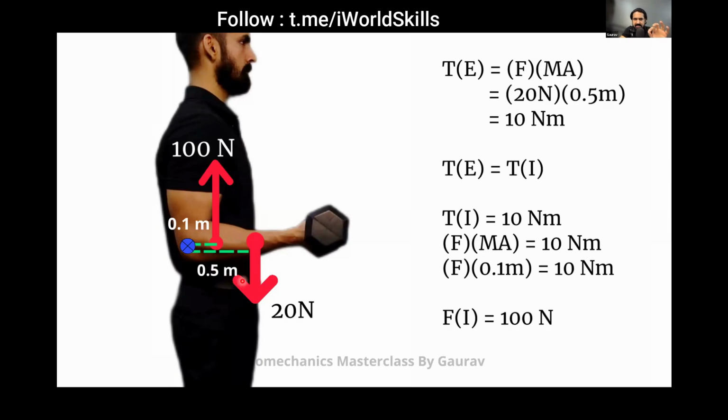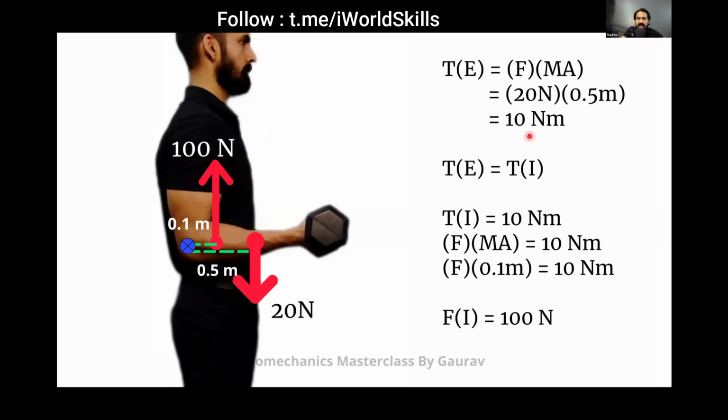Correct? Now, let's calculate resistance or external torque. In this scenario, we have already concluded that external torque is equal to internal torque because my forearm-hand segment is not rotating. Let's calculate external torque first. Force multiplied by moment arm. Force is 20 Newton now, not 10 Newton. And the moment arm is 0.5 meter, not 1 meter.